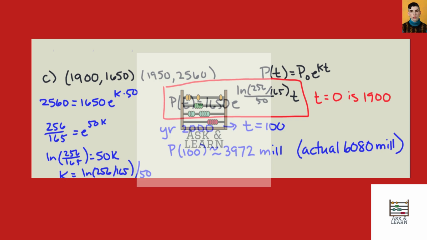So why the discrepancy? Well, if you think about what happened between 1900 and 1950 and 2000, significant advances were made in medical technology in the last 50 years or so, and so lifespan would be incredibly altered. We couldn't use a model from the early 1900s because of medical advances.